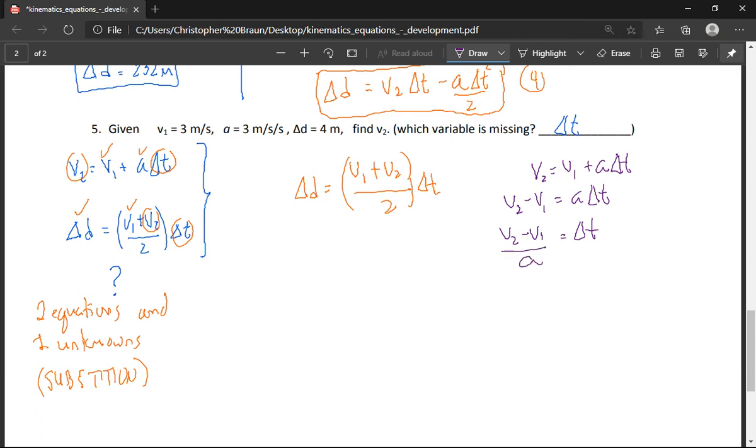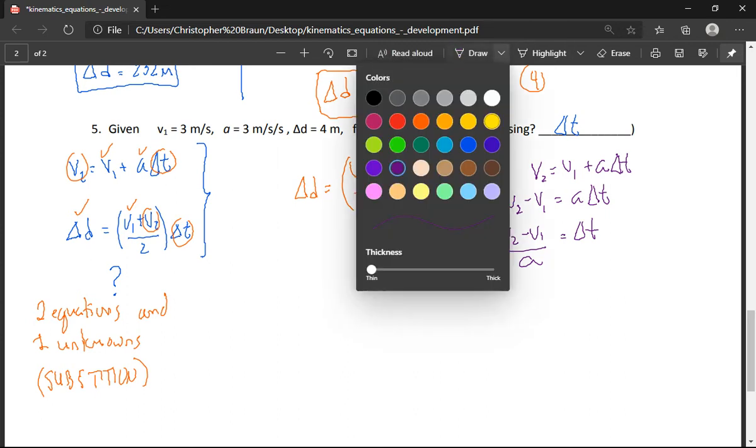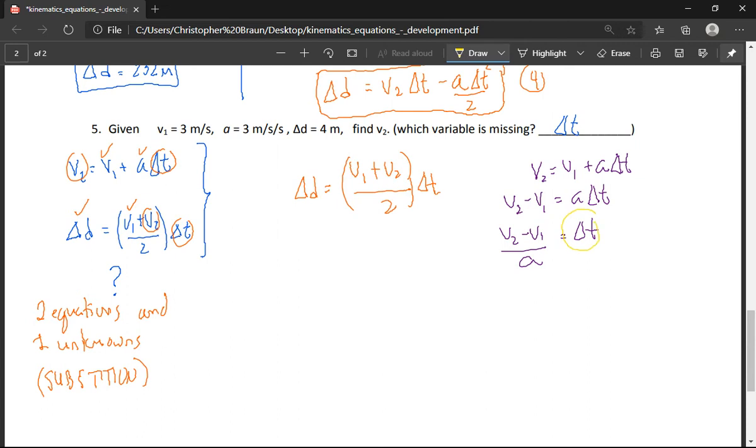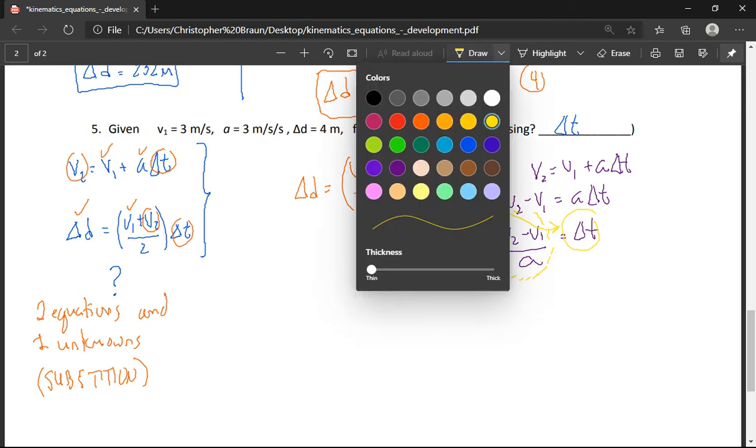Like that. Now I've got delta t and delta t. Well, what do you think you can do? So you've got delta t here and a delta t here. They're the same. So that means I can substitute this little term here in for delta t. So let's do that.